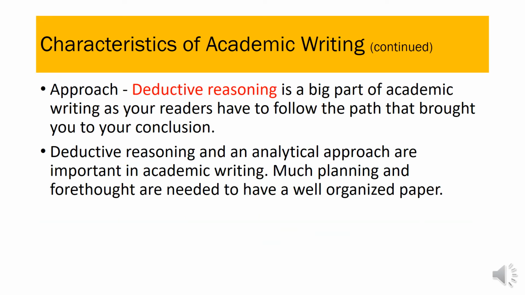We continue on characteristics of academic writing. The approach for academic writing normally is deductive reasoning. Deductive reasoning is a big part of academic writing as your readers have to follow the path that brought you to your conclusions. Deductive reasoning and an analytical approach are important in academic writing. Much planning and follow-through are needed to have a well-organized paper.